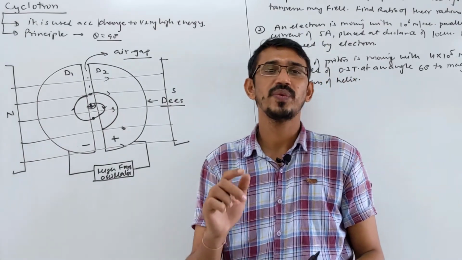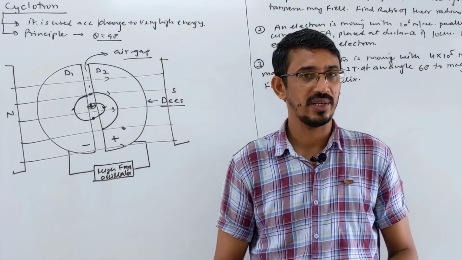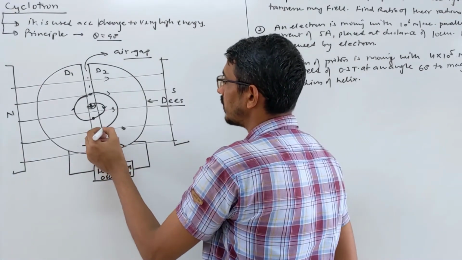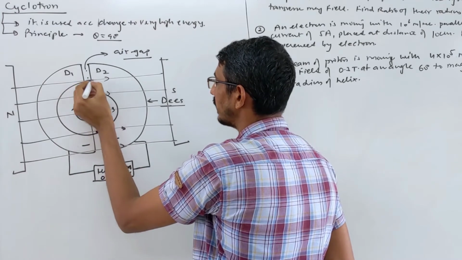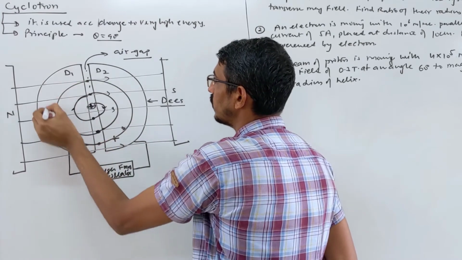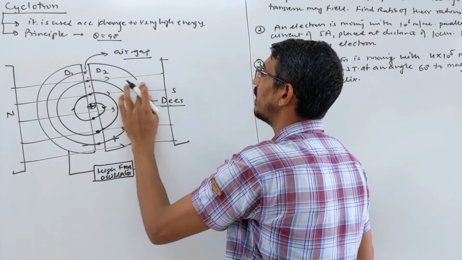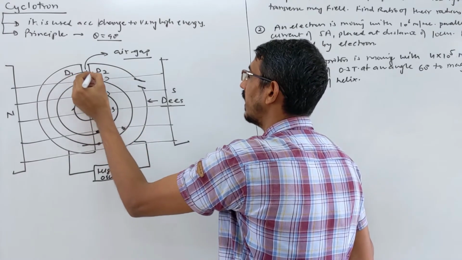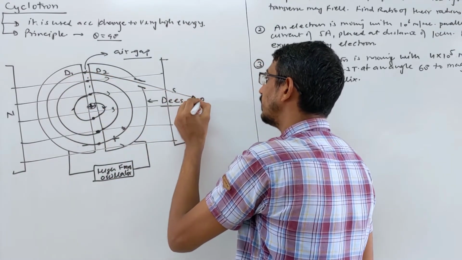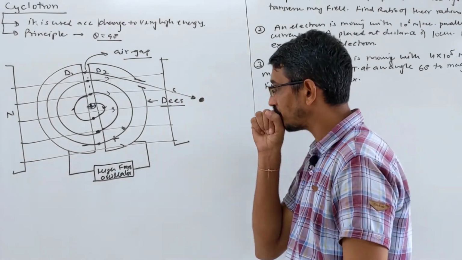Inside the D's it moves with the same velocity and same radius. When it comes to the air gap, it gets accelerated. So every time it comes to the air gap it gets accelerated, and it moves in bigger and bigger radius, like this, and keeps moving. When its energy is sufficiently high, we use something called a deflecting plate. The deflecting plate diverts its direction, and we take it out and use it for some nuclear reaction or whatever test we are doing.